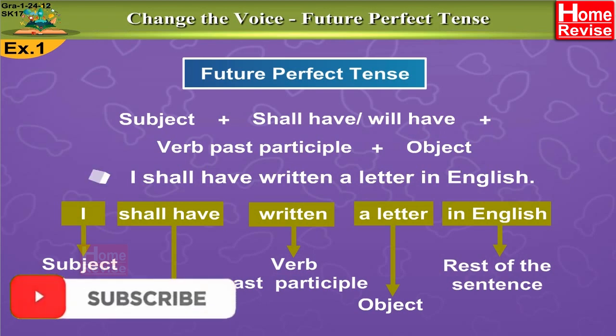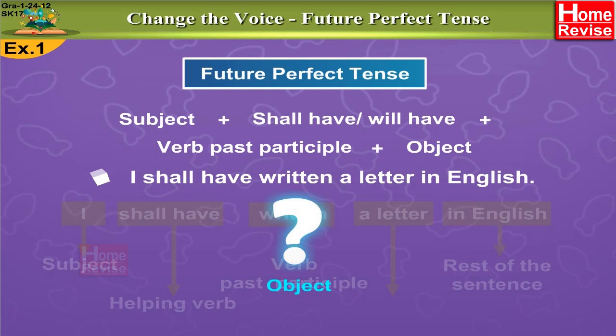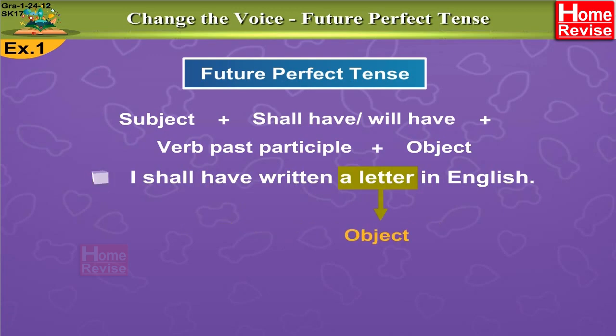Now, to change this sentence into passive voice, what do we need to do? First, identify the object. How to identify the object? By asking question with what? What shall I have written? A letter. So a letter is the object.